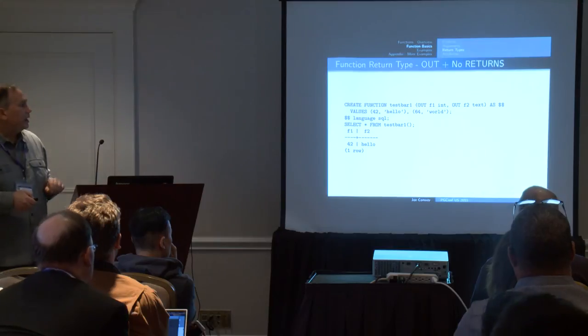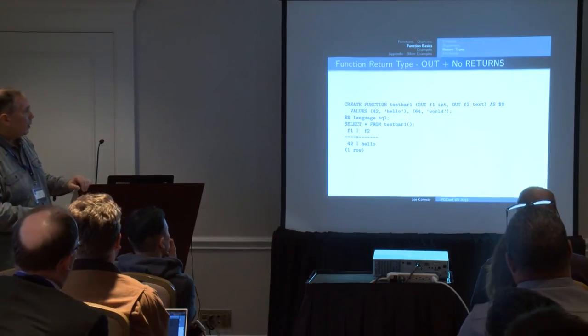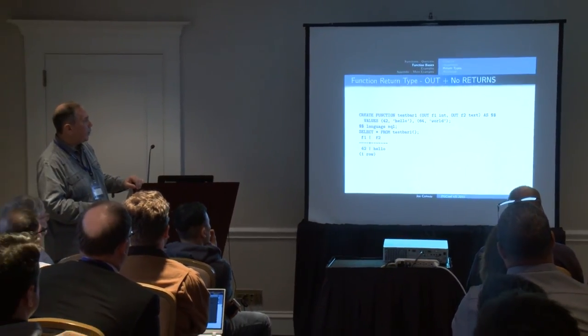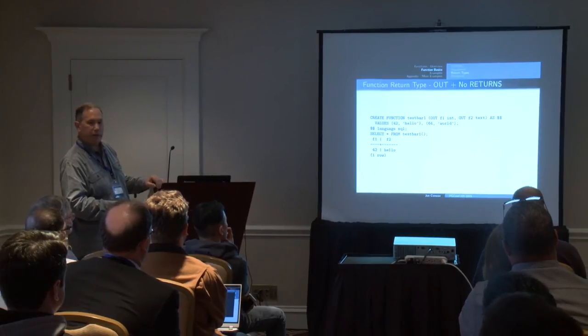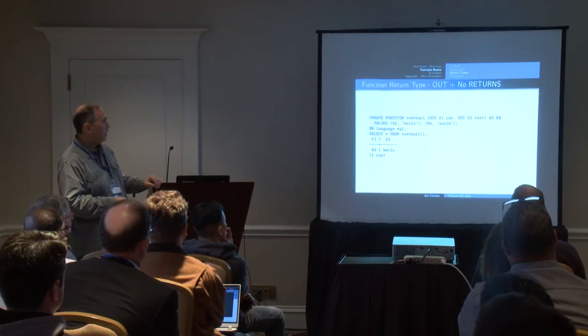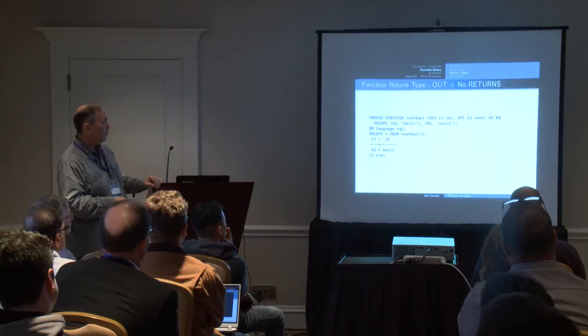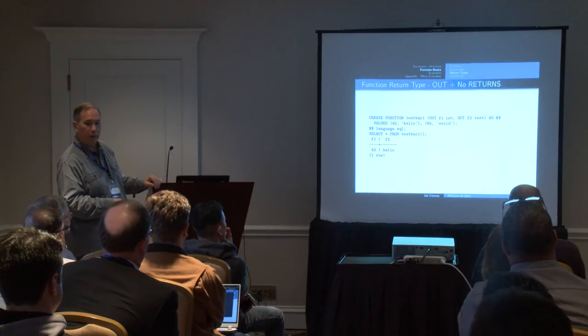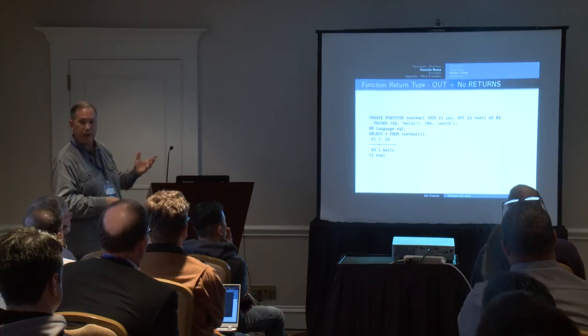And so in this example here, what I've said is these are both out arguments. I'm not supplying a return clause. Now this time you see the values clause that I'm using actually has two rows in it, but I only get one row back, and that's because this thing can't return a set.